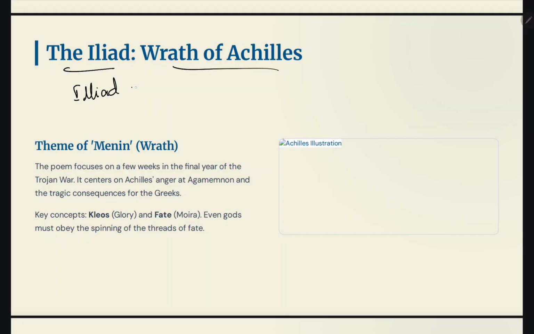Iliad is equal to Achilles. Achilles becomes angry with Agamemnon. His anger changes the fate of thousands. And this poem studies pride, anger, heroism, and mortality.